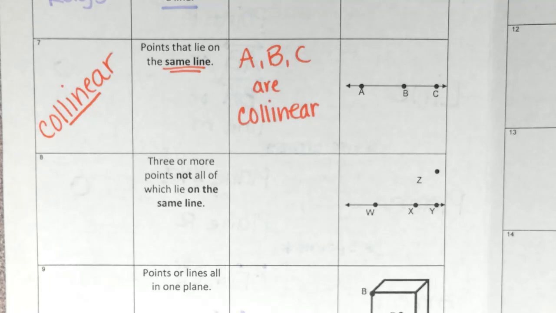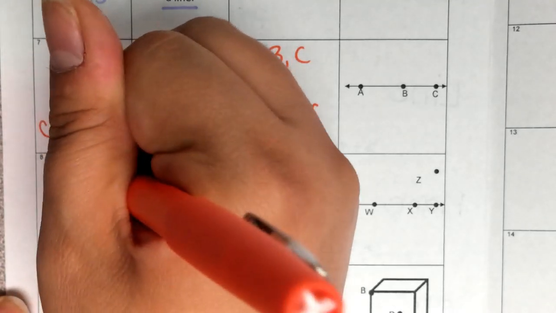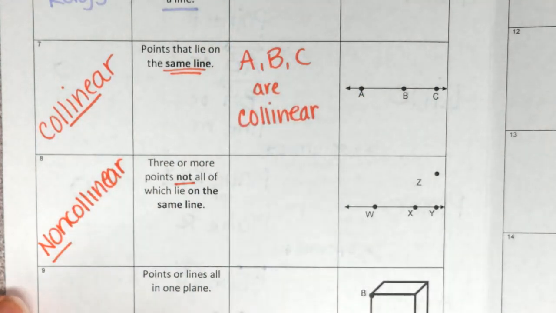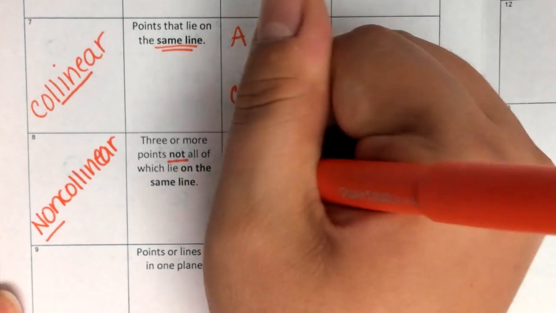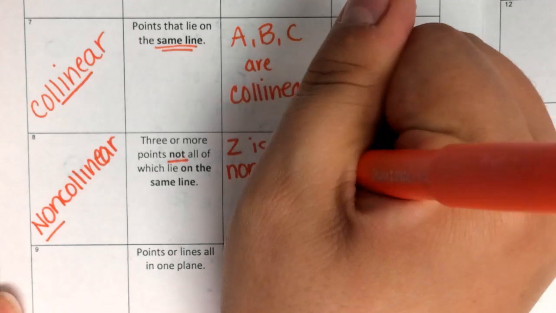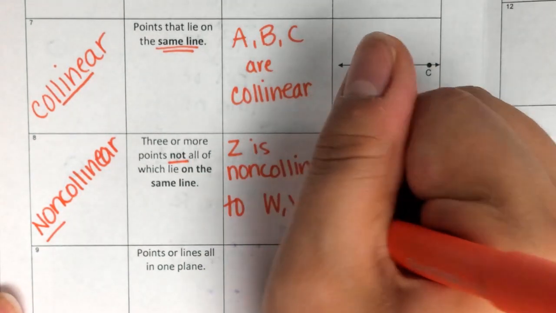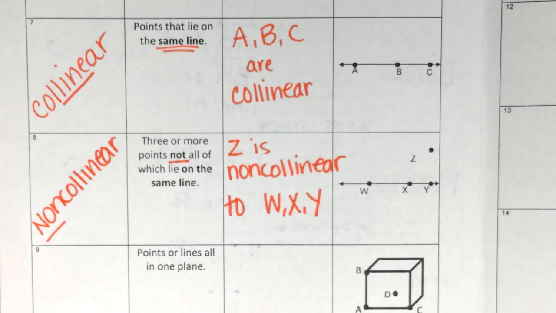What about if they're not on the same line? What do you think it's called if they're not on the same line? Non-collinear. Because they're not on the same line. Which one is not on the same line here? So you would say Z is non-collinear to, what are the other letters? W, X, and Y. Collinear and non-collinear.